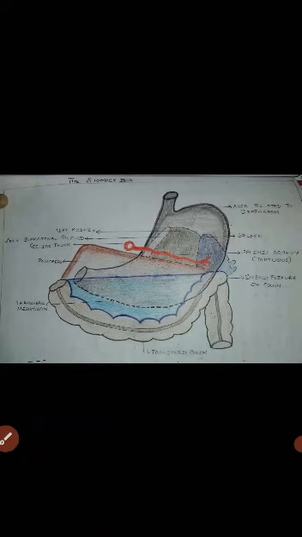Cardiac orifice is the junction of the lower end of the esophagus with the stomach. The cardiac orifice is behind the left 7th costal cartilage, 2.5 centimeters away from the sternum, at the level of T11. The next orifice is the pyloric orifice. This opens to the duodenum. The cardiac orifice is the opening of the esophagus into the stomach, and the pyloric orifice is the opening of the stomach into the duodenum.